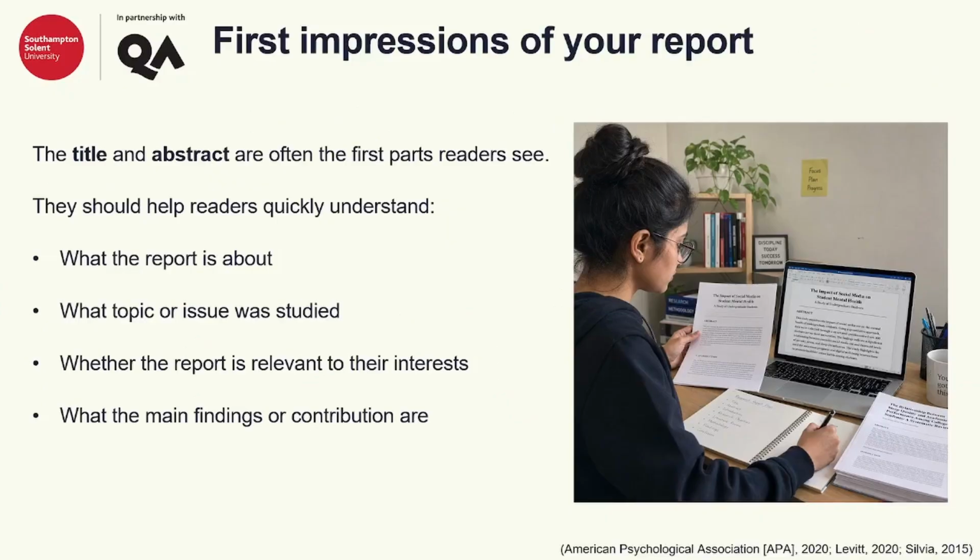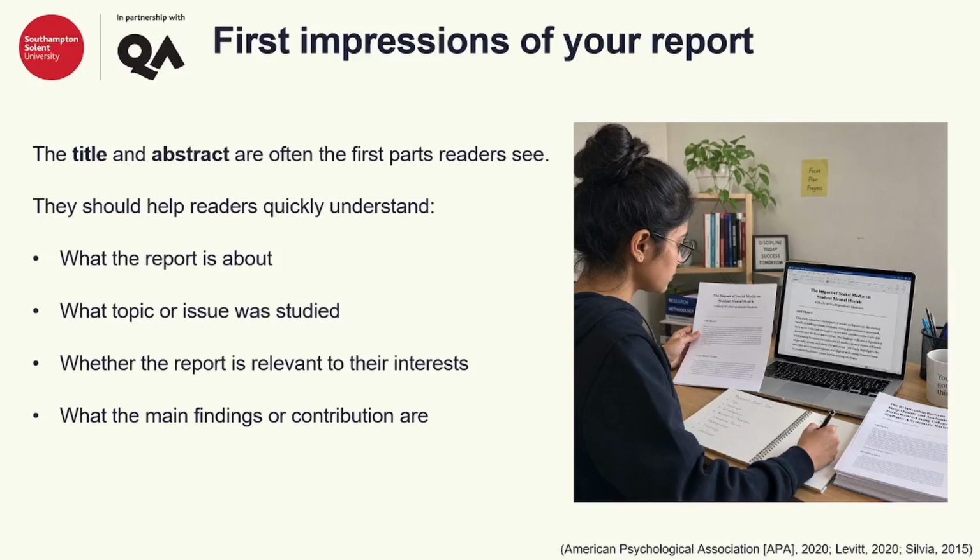The title and the abstract are usually among the first parts of a research report. This means that readers may begin forming opinions about your research before they read the introduction. When someone reads your title and abstract, they are usually trying to answer several basic questions. What is this report about? What topic or issue was studied? Is the research relevant to what I'm interested in? What did the research find, and why might those findings matter?